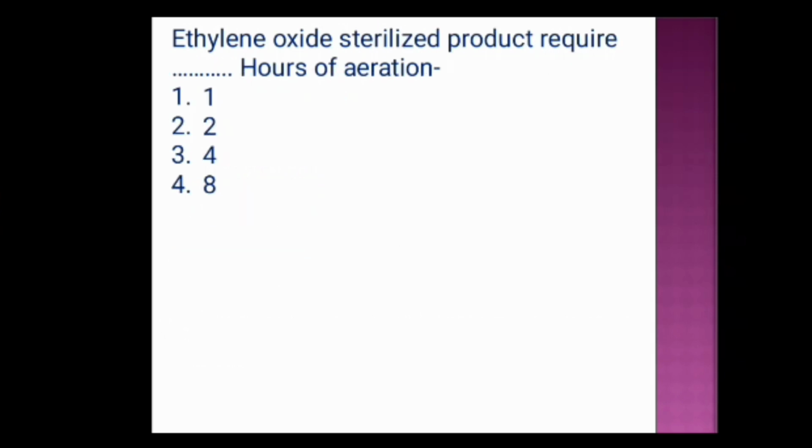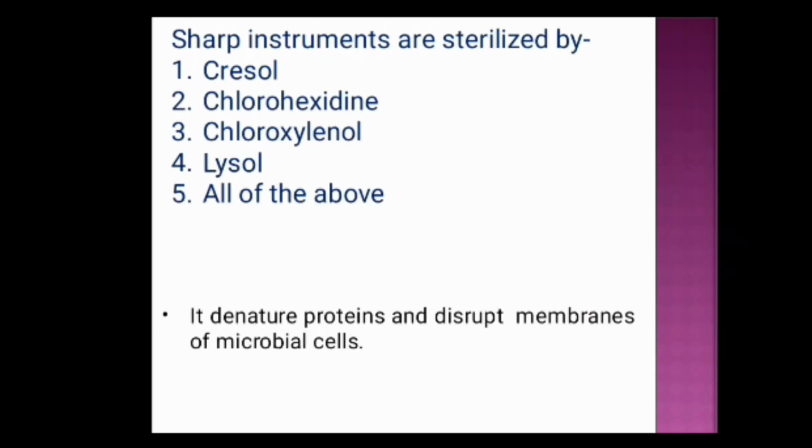Next question. Ethylene oxide sterilized products require dash hours of aeration. Option 1 1, option 2 2, option 3 4, option 4 is 8. And the correct answer is option 3, 4 hours. So ethylene oxide sterilized products require 4 hours of aeration. Ethylene oxide sterilization is known as gas sterilization procedure, and the sterilization control for this gas sterilization is Bacillus globigii.